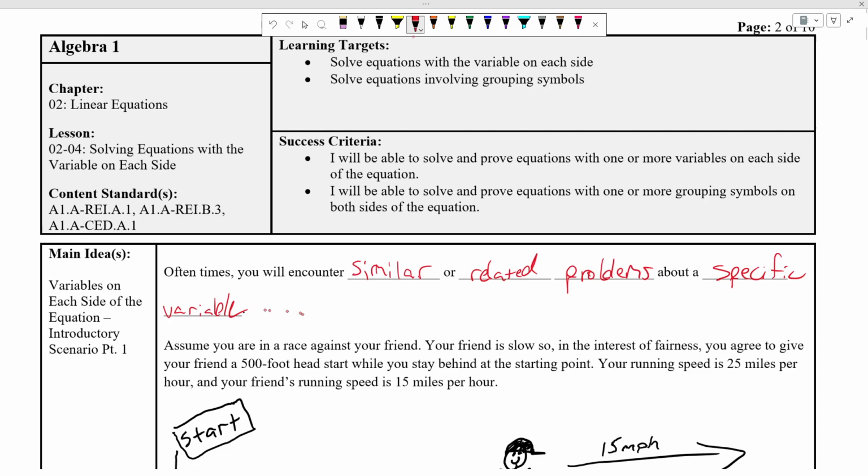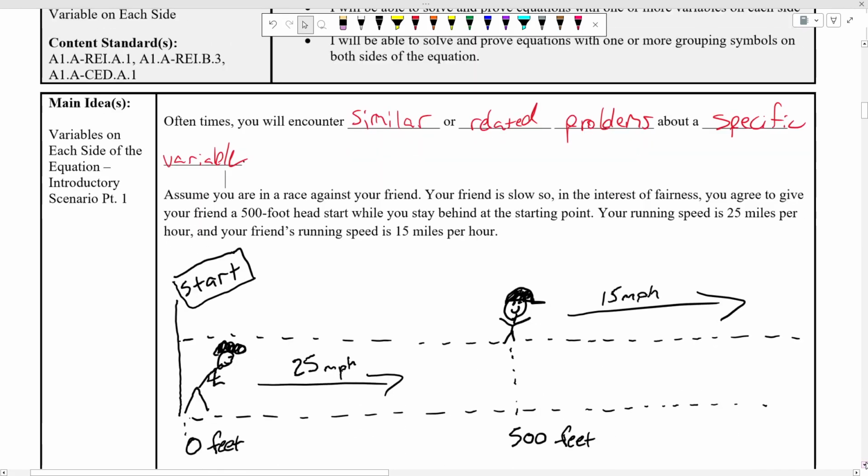So, let us assume that you are in a race with your friend, just a running race. Your friend is slow, in fact, so in the interest of fairness, you agree to give your friend a 500-foot head start. So let's say this here is your friend. You being the fast friend, you decide, I'm going to start at the start line. Give him a chance, to see indeed if you are truly as fast as you believe you to be. Okay, not a problem at all.